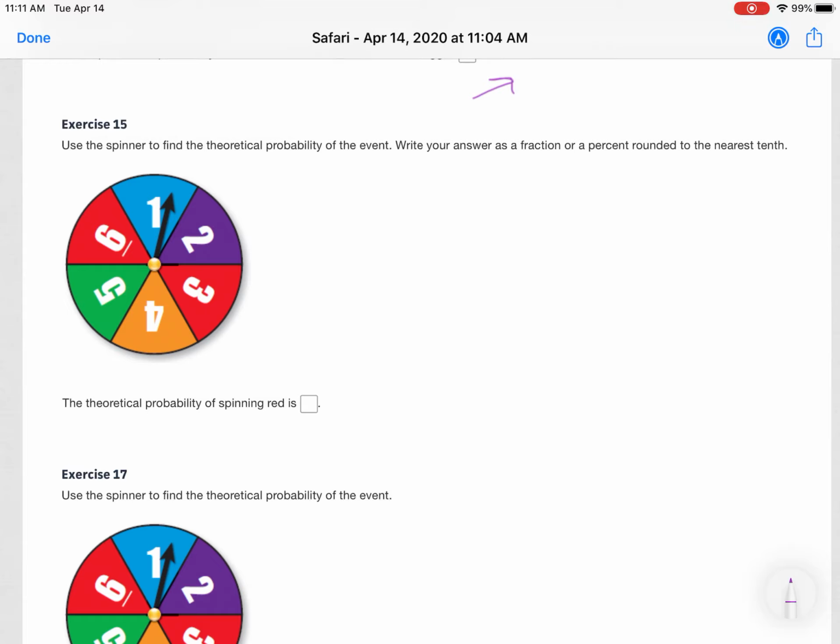Exercise 15. Use the spinner to find the theoretical probability of an event. Write your answer as a fraction or a percent rounded to the nearest tenth. So now we're going back to theoretical. So that means in theory what should happen, not what happened in real life, but what should happen. So if we're thinking of trying to spin a red, there's 2 possibilities of red out of 6 possibilities total, and then make sure you simplify that. Once you simplify, that's your answer.